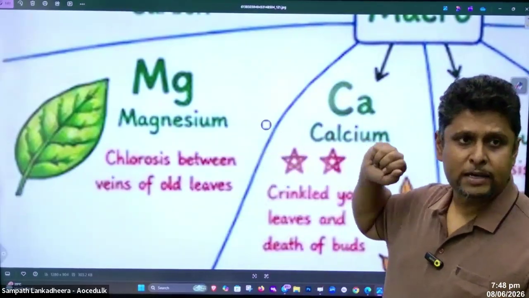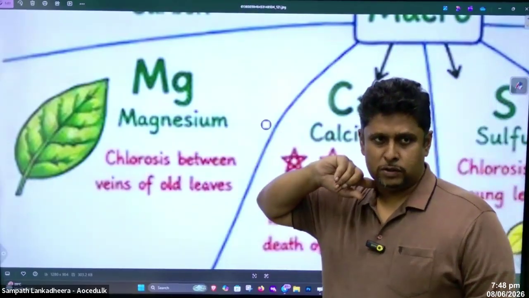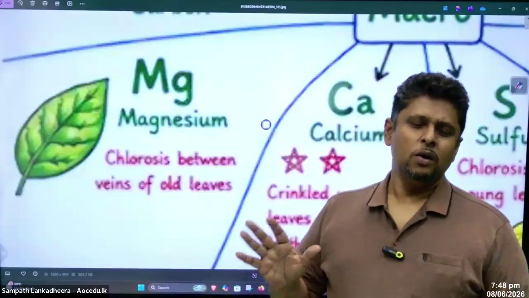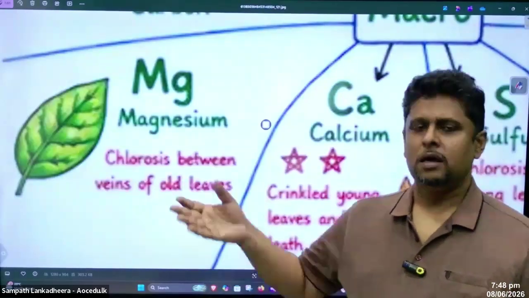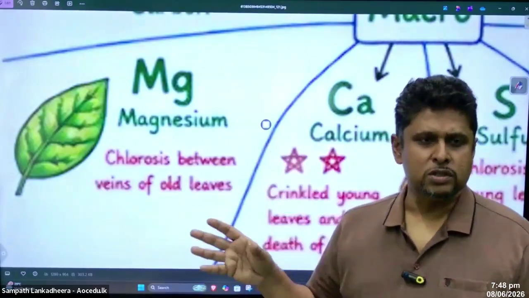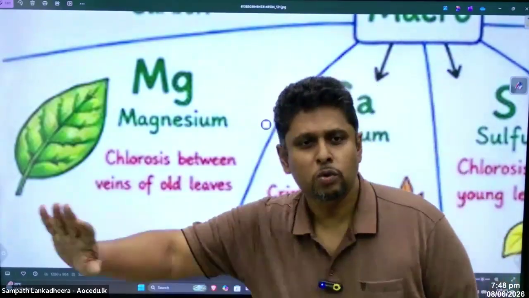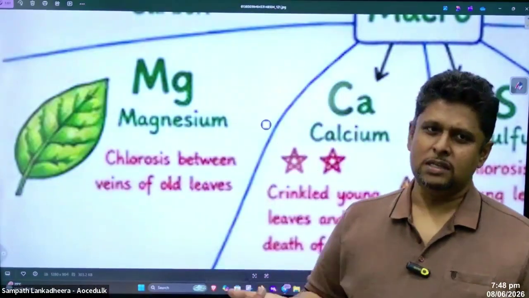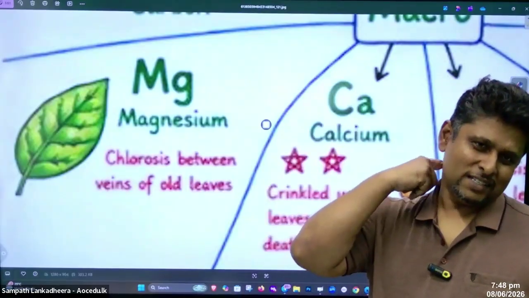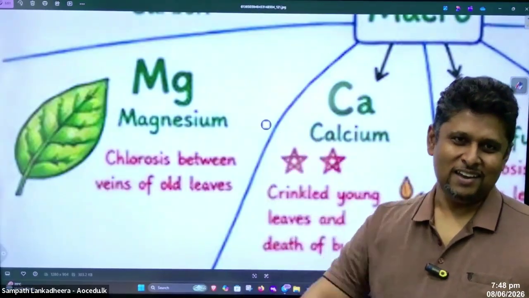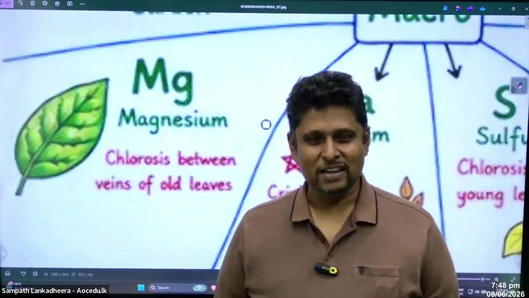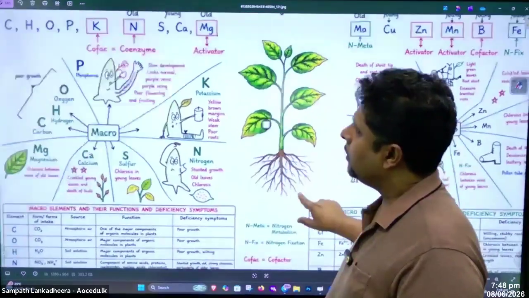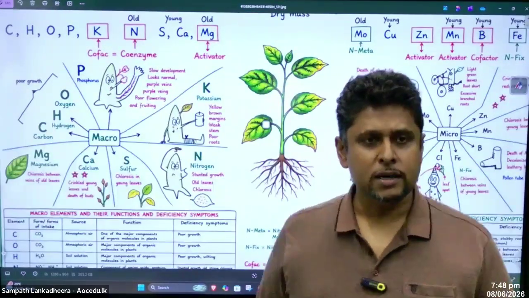And then here, magnesium: chlorosis between the veins of old leaves. Old leaves, of course, okay. For nitrogen and magnesium, chlorosis occurring in old leaves is an absolutely normal condition. When that happens in the young leaves, it is unusual. So if you can remember the crinkle little star, that is enough. That is simple, and it actually makes our discussion easier.